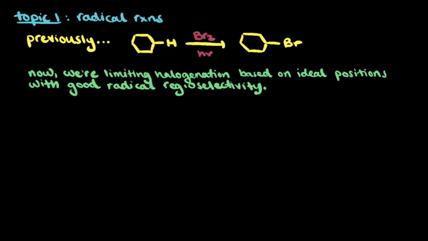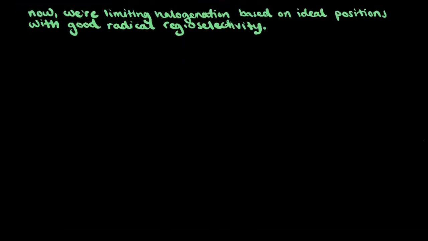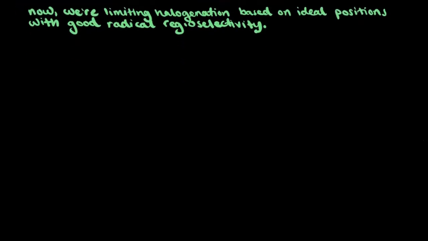That UV light or heat will be present throughout the different types of reactions that we're going to be looking at, but now we're going to be dealing more with trying to halogenate in places that have better radical regioselectivity. That's the whole premise behind allylic bromination and benzylic bromination. Let's look at allylic bromination first, because that one has a little more depth of problems associated with it.